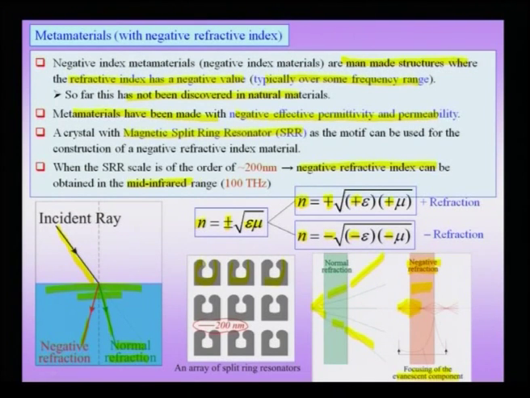But the important thing to note from our course point of view is that if I make these structures at the nanoscale, about 200 nanometers or less, and each one of these entities is a magnetic split ring resonator, then this structure as a whole starts to behave like a negative refractive index structure. People have been making various kinds of chiral materials and various kinds of sculpted structures which can give this property of negative refractive index. For that negative refractive index to be in the optical regime, the scale of the structure has to be less than about 200 nanometers. These are again very interesting materials, and people who are interested in this area can investigate further.